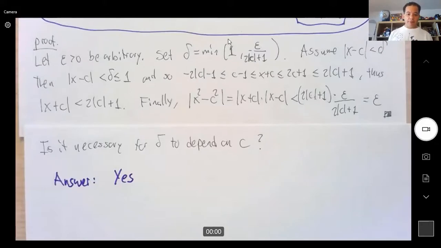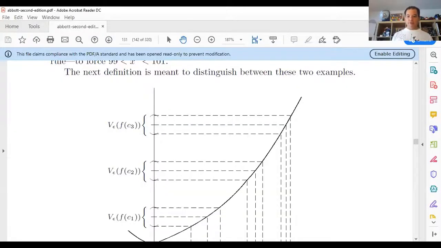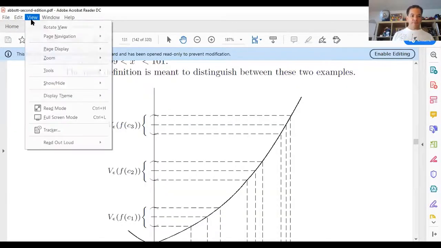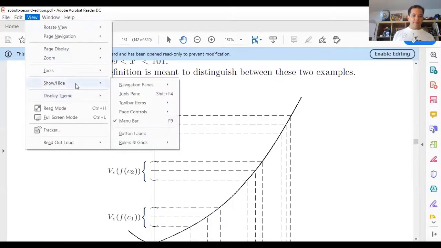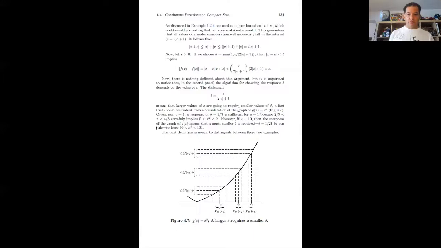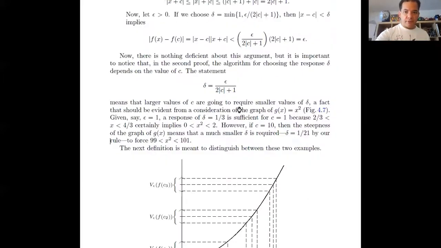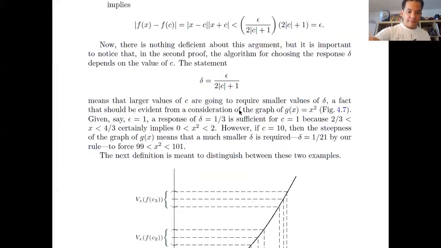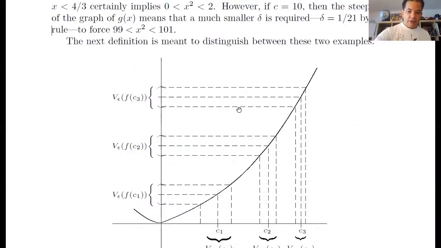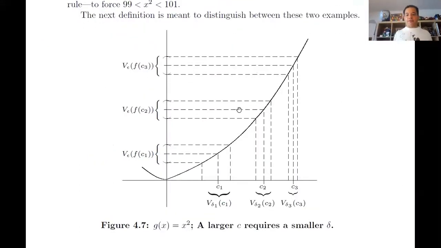Specifically, we have a page in our book, right here. Let me make it a bit bigger. This is from page 131. And look at it. It's just a graph of x squared, right? It's the parabola x squared.